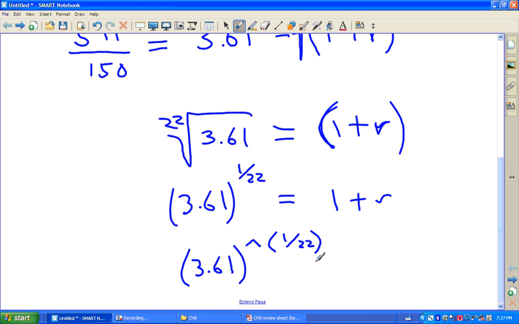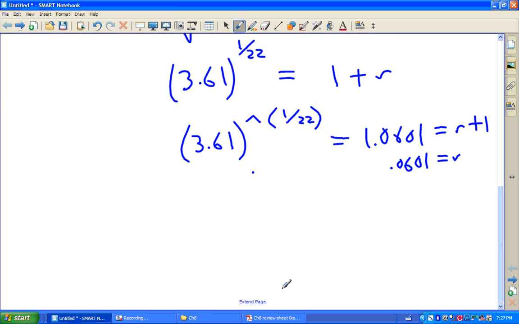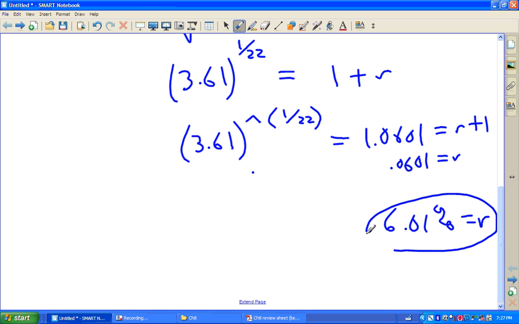In fact, let's see, I haven't done it yet, so I apologize. Let me do it real quick. 3.61, enter. I think it comes out to be 1.0601 equals 1 plus R. So if I subtract 1 from each side, I get 0.0601 equals R. So the interest rate here had to be 6.01%.